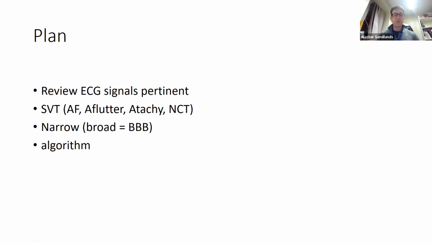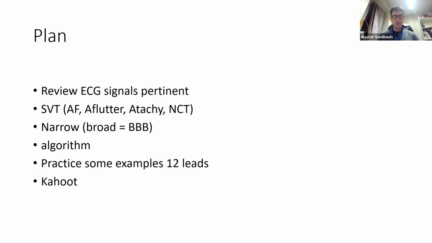And obviously we'll go through my algorithm for narrow complex tachycardias. Again, we'll go through some examples, trying to build into what the tachycardias are with the pertinent signals. And at the end, we'll end with Kahoot. There's 32 questions tonight on Kahoot, and I've sent you some of the ECGs to look at already.